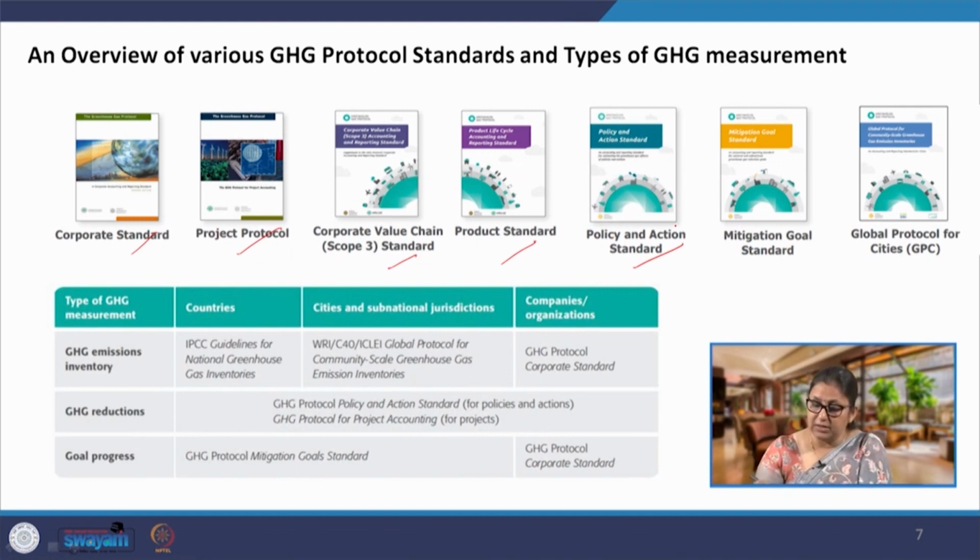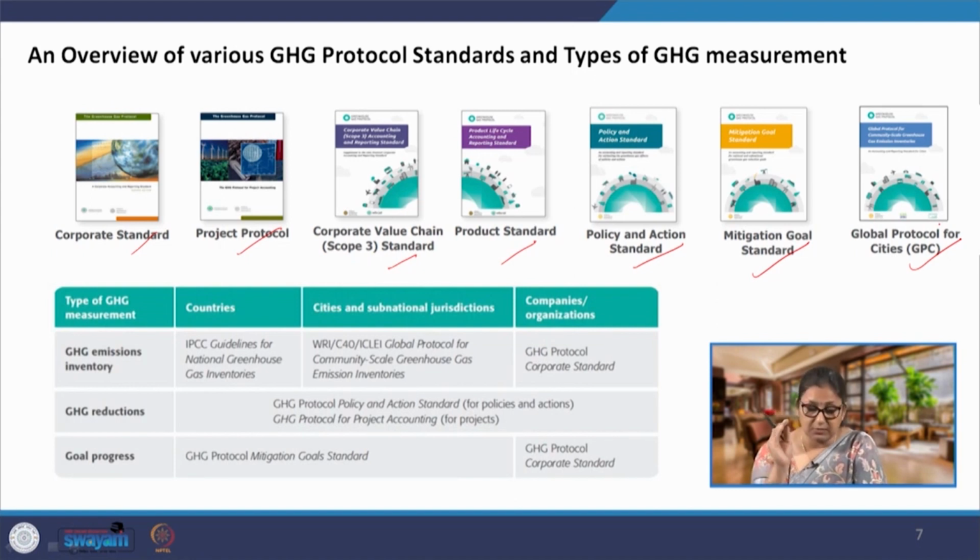So, this standard actually talks about how to estimate the impact of an action or a policy. This is the standard, then the mitigation goal standard and the global protocol for cities. All these standards and protocols we had seen in the initial lectures when we talked about the GHG protocol. I am not going to go into detail over them, but there are accounting methods for each different type, and there are multiple accounting methods within these documents, and specifically the steps are mentioned for accounting. We are going to go over the accounting methods from each of these documents in the coming slides now.